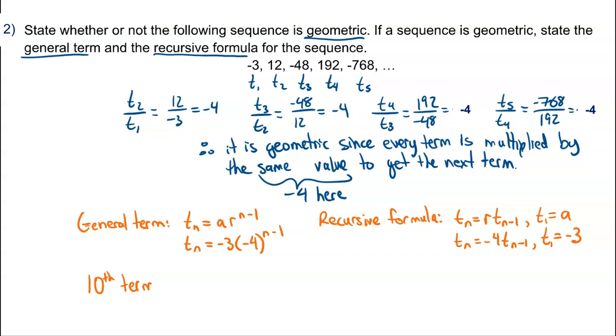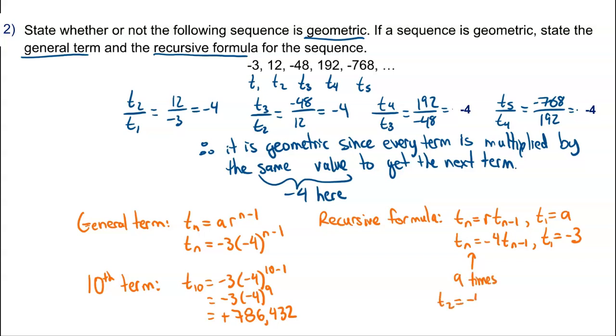So now if we were asked to find the 10th term, we're not asked to do that here, but just so you know how this would operate, we would do something like this. With the general term, you'd say negative 3 times negative 4 to the power of 10 minus 1. Now BEDMAS says you have to do the exponents first and apply that. So the 10 minus 1 is applied, and then the negative 4 to the power of 9. And once you get that, you multiply it by negative 3. And so the 10th term is actually quite a large number, which is 786,432.